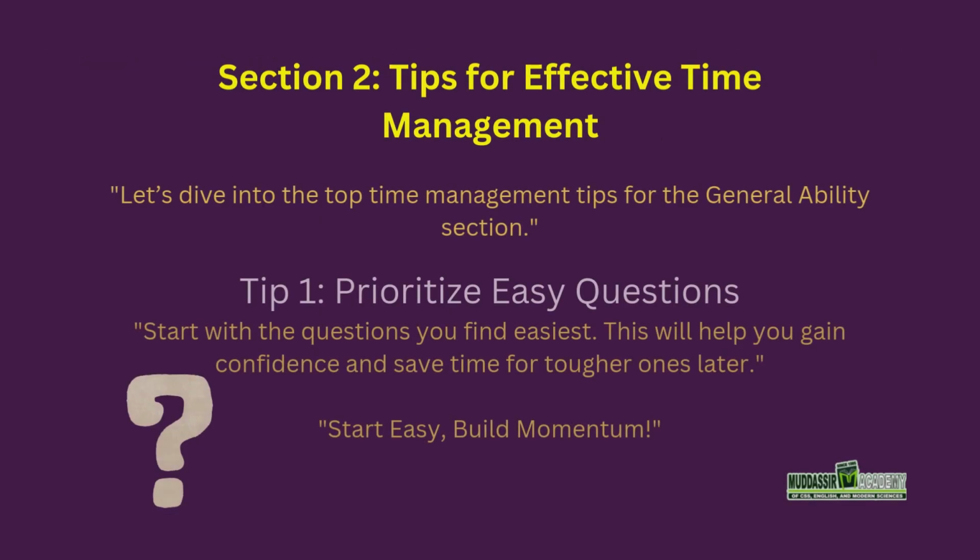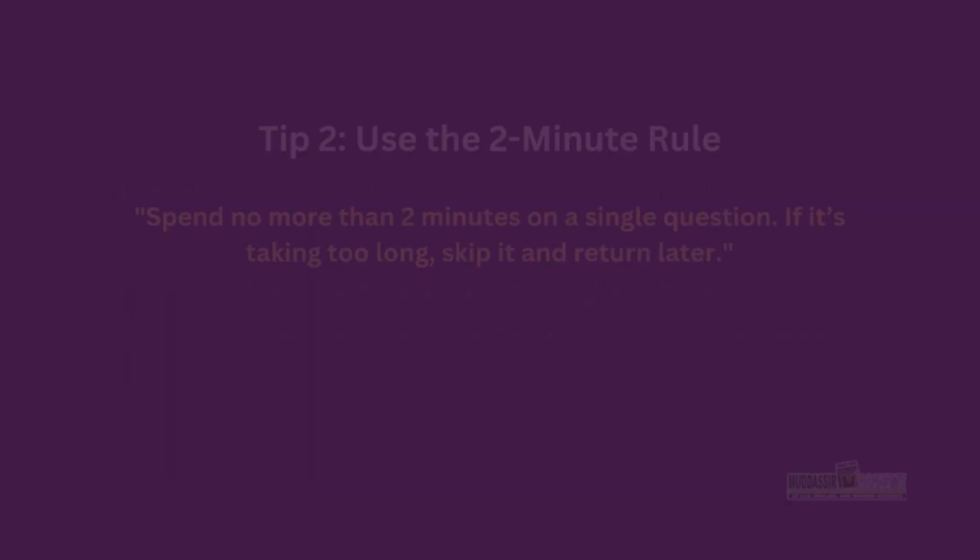Section 2. Tips for effective time management. Let's dive into the top time management tips for the General Ability section. Tip 1. Prioritize easy questions. Start with the questions you find easiest. This will help you gain confidence and save time for tougher ones later. Start easy, build momentum.